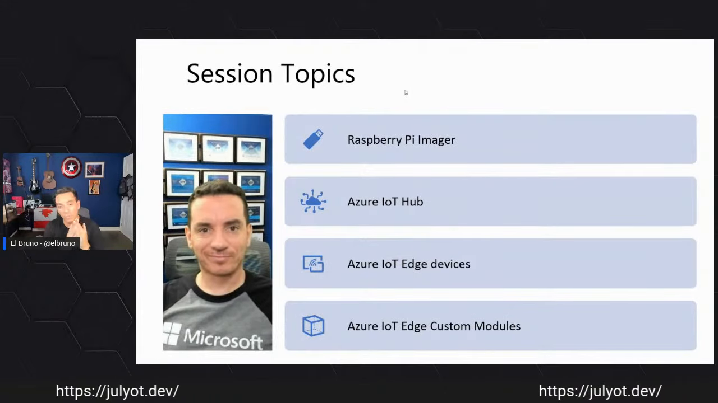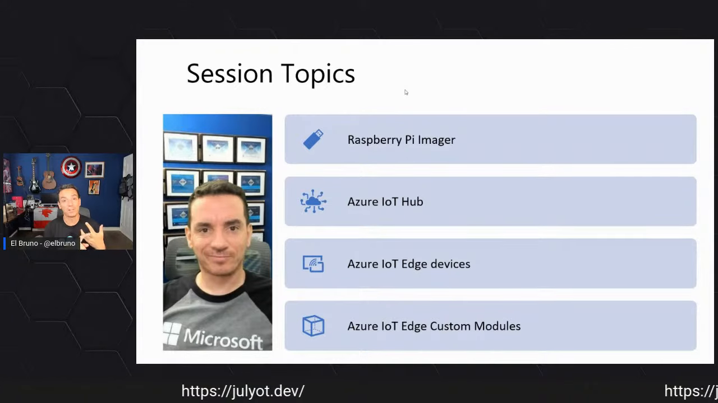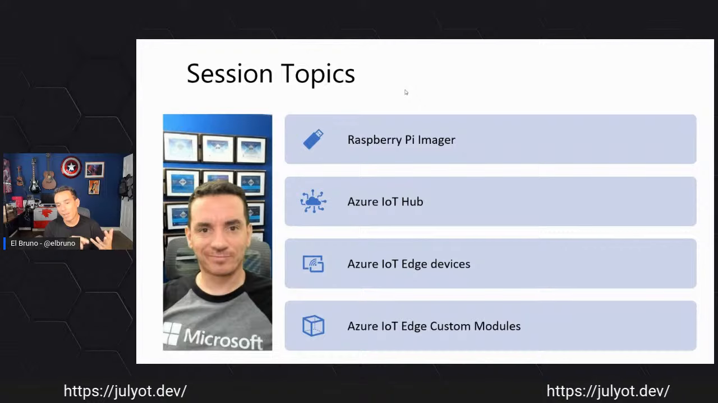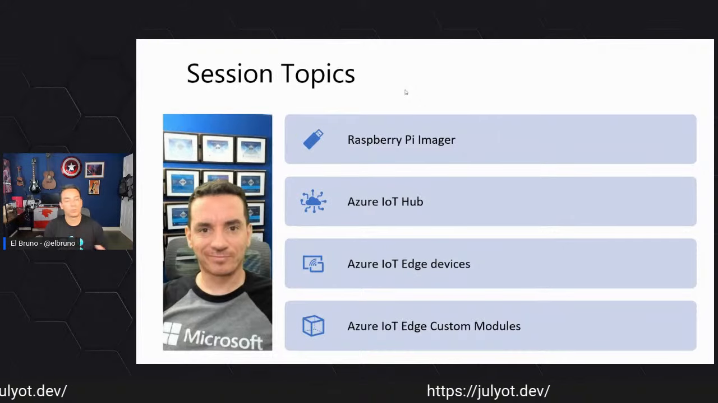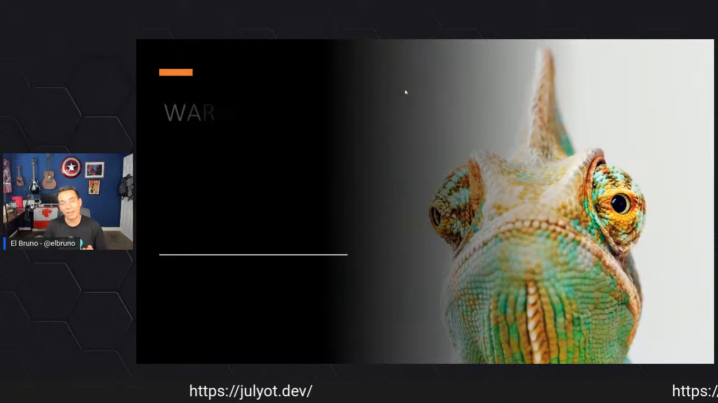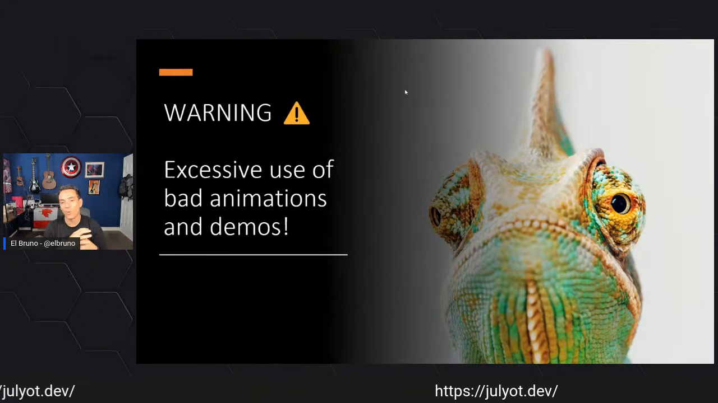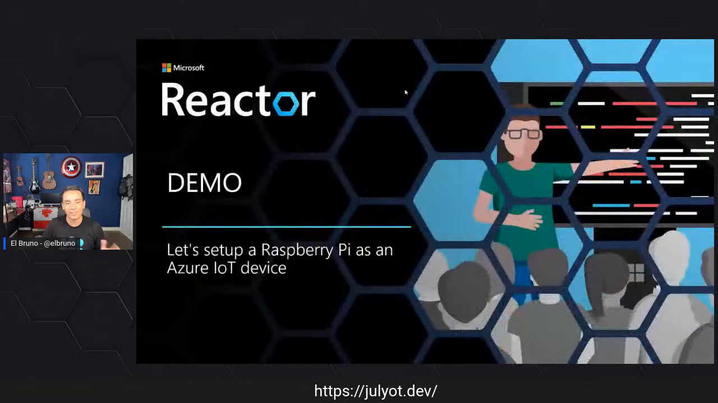The big topics: we are going to use a tool to flash the image. We are going to configure and create a new device in IoT Hub. And then we are going to add a couple of custom modules. So basically, to have fun. And as usual, sorry for the bad jokes and for demos that are not the most amazing, but the idea is to learn, starting from scratch.